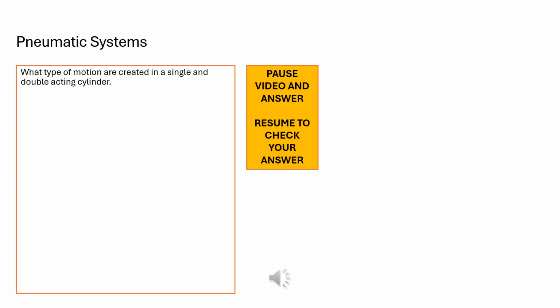So this is our last question in this series, and it asks what type of motion is created in a single and double acting circuit. So you'll need to pause at this point, but I'll also go over some of the applications and where you might use some of this.